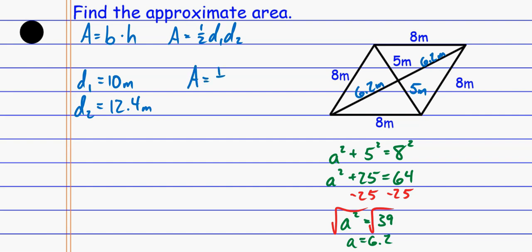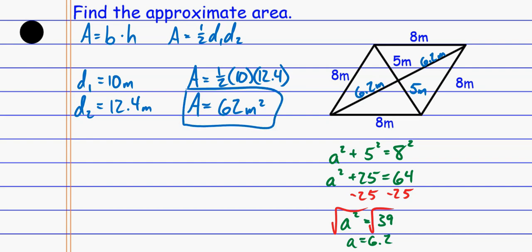Area equals 1/2, multiply those diagonals. And again, this is a job for my calculator. And so what I get is approximately 62 square meters. Okay, and it's approximate because I had to round off a value that I used to get this.